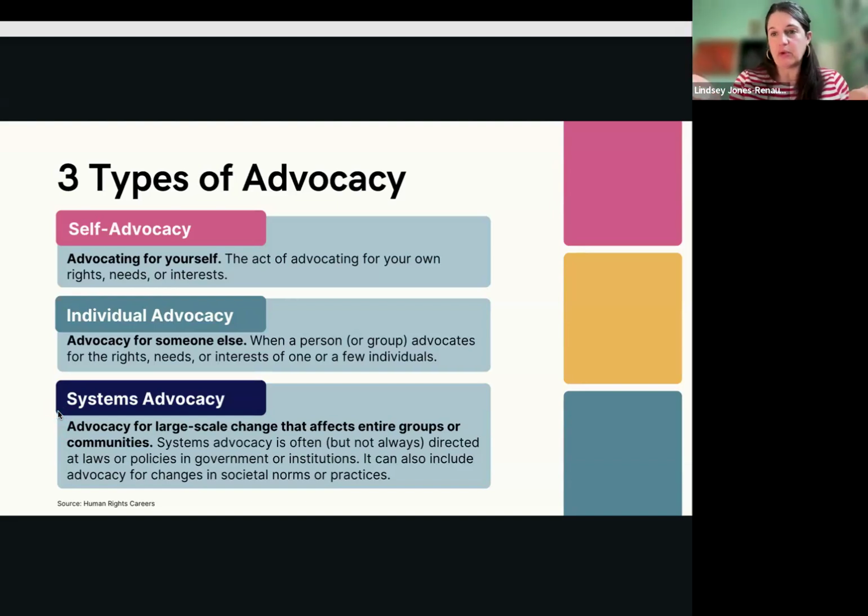Our guidelines are mostly focused on systems advocacy, which is what many of the issues that you all raise. So issues like education, equal access to education, climate change. These are systems level issues. You can address them locally, you can address them internationally and nationally, but they're still systems level issues. And so that's where we're mostly going to focus.